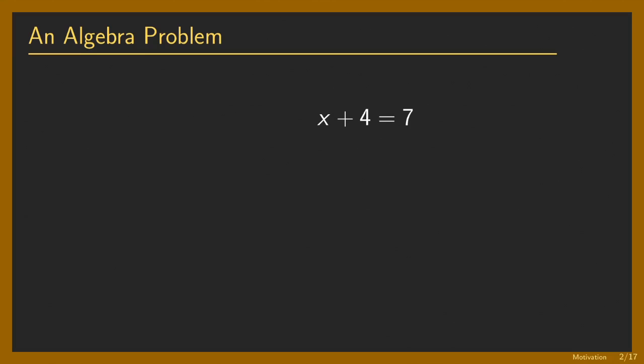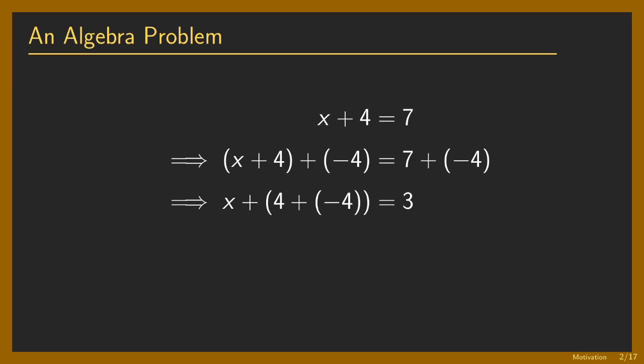So we add negative 4 on both sides as it is. So I've added negative 4 on the right. Then take note that by using associative property, I was able to move the parenthesis, the grouping symbol for the terms x plus 4 to make it equivalent to x plus the quantity 4 plus negative 4.